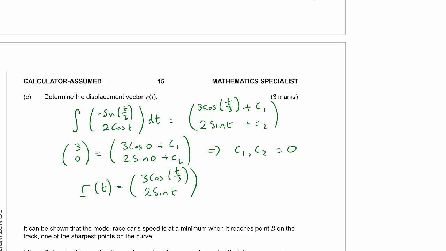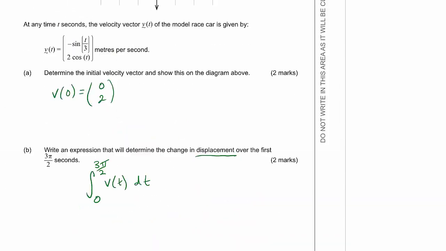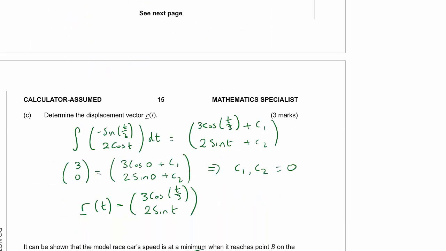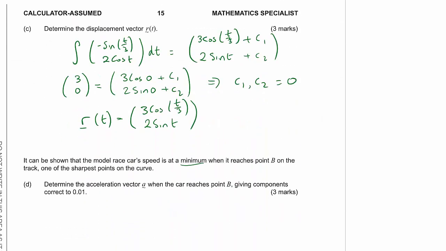It can be shown that the model race car's speed is at a minimum when it reaches the point B on the track, one of the sharpest points on the curve. So let's have a look at B. Okay, so B is just here. Determine the acceleration vector A when the car reaches point B, giving components correct to 0.01.